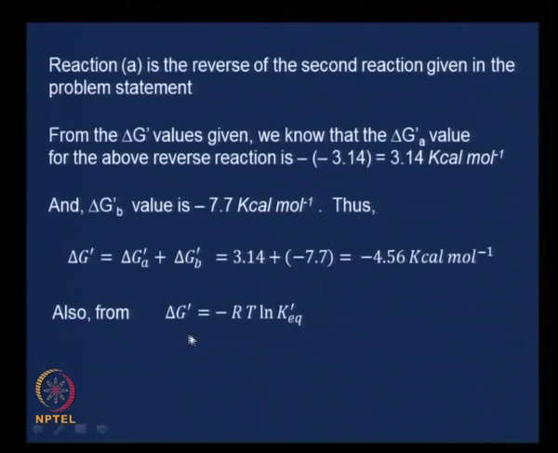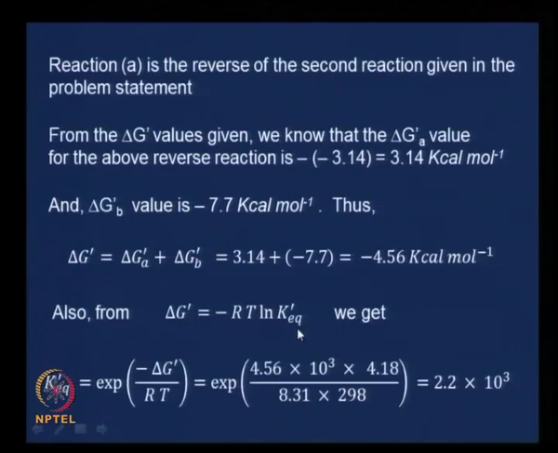Also, from delta G dash equals minus RT ln K equilibrium dash, this we derived in this particular course, or we saw in one of the earlier lectures this relationship. We had used this equation extensively subsequently, but this equation itself was known to you from earlier classes. From this we can get the equilibrium constant that we are looking for is exponential of minus delta G dash by RT.